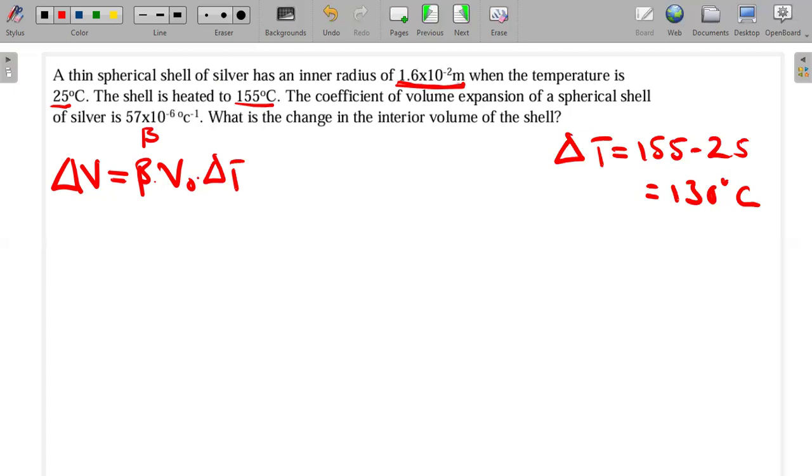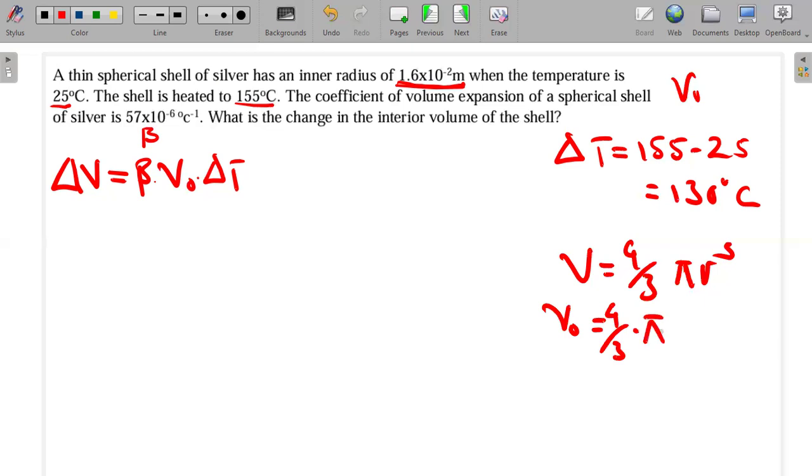So if this is the initial radius, what are we supposed to do? We are first supposed to calculate the initial volume, V0, using this information that we have. Since this is a spherical interior, we can calculate the volume. We know that the volume of a spherical substance is equal to 4 over 3 pi r to the power 3. So V0 will be equal to 4 over 3 multiplied by pi multiplied by the radius, which is 1.6 times 10 to the power minus 2, then I'll put power 3 outside there.